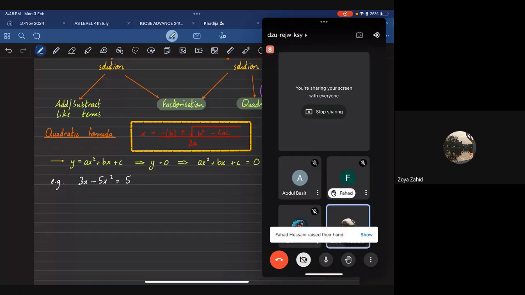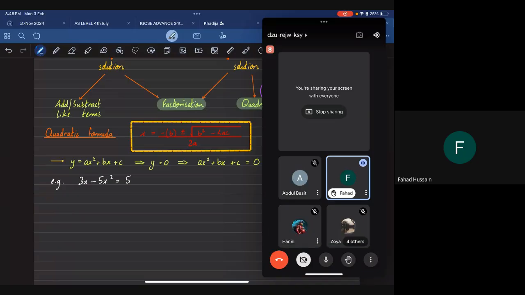Clear? Okay, sir. Yes, Fahad. So the answer is like root of negative 91. The answer is the square root of negative 91. Like that's not solvable.